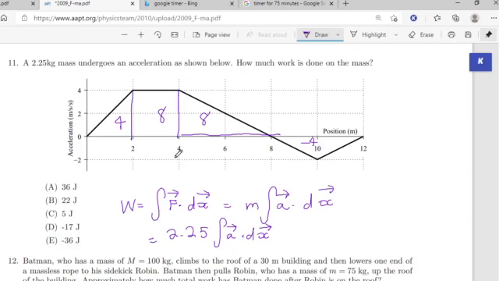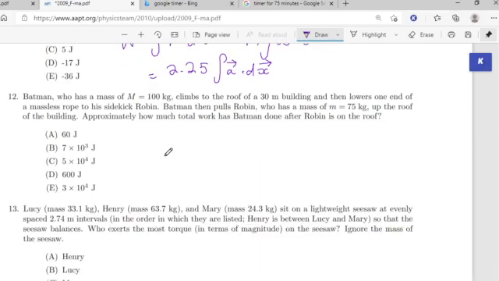Oh wait, I have to multiply by 2.25. Okay, I almost forgot. So it's actually 16 times 2.25, which is 36. So it should be A, yeah.